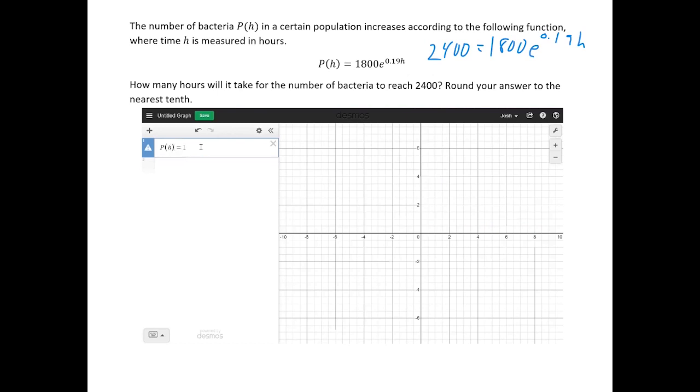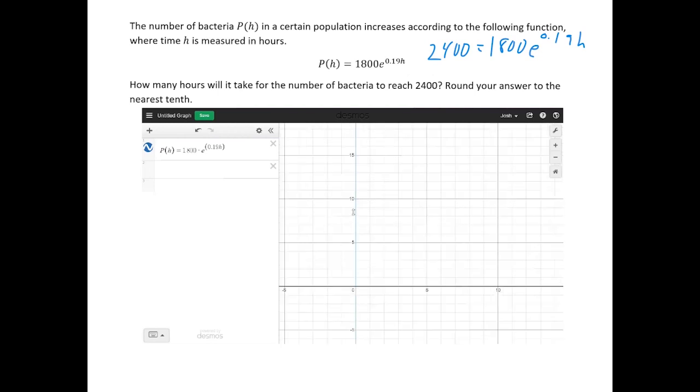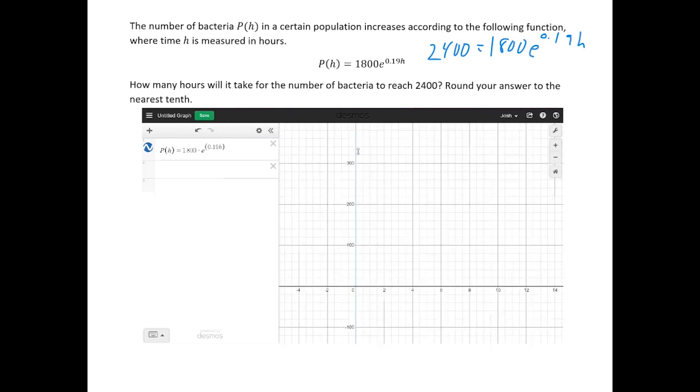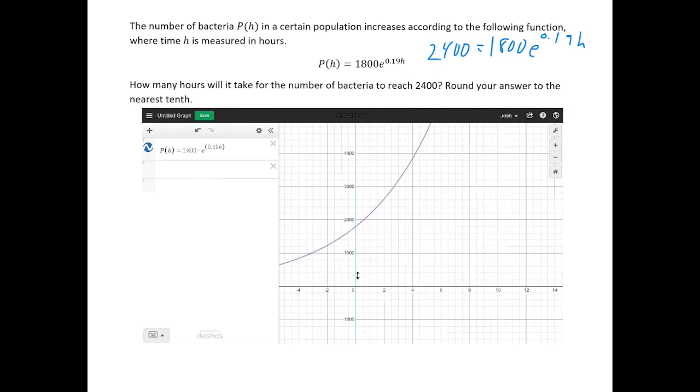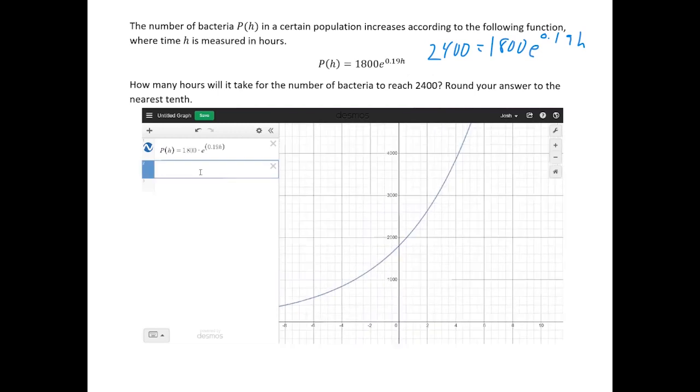What we do is we define, first of all, P of h to be 1,800 times e to the power of 0.19 times h. And that will graph the function. Now, we can't see it because of the window. The function is multiplied by 1,800, so I need to hold shift and drag down my y-axis to get my function to fit, and there it is.